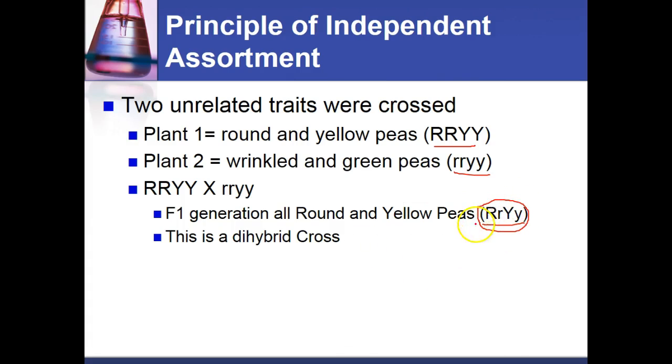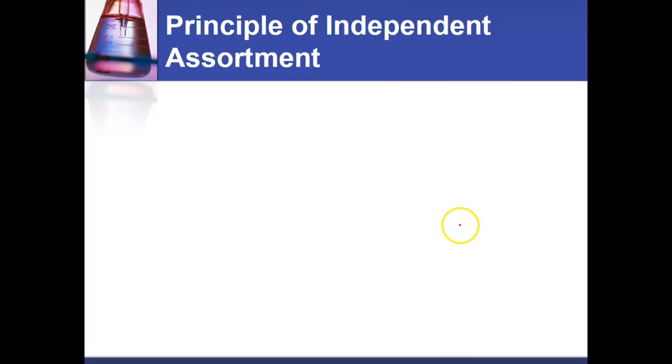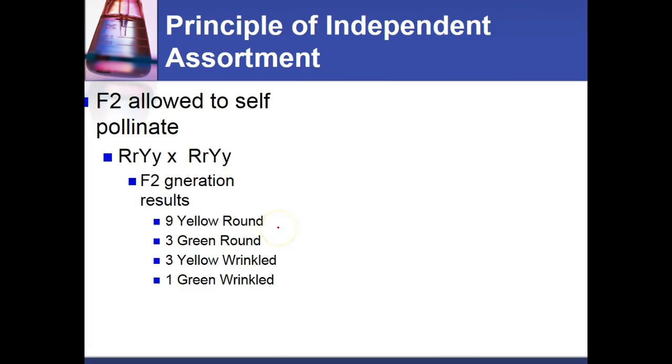And so when we take these heterozygous individuals and cross them with themselves, we get 9 yellow round, 3 green round, 3 yellow wrinkled, 1 green wrinkled.